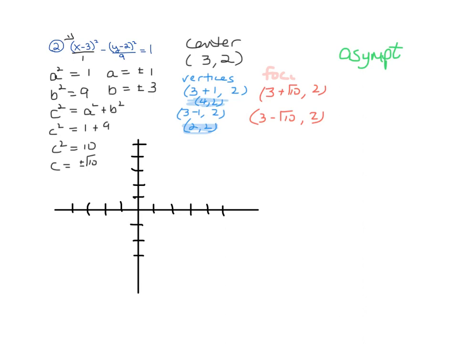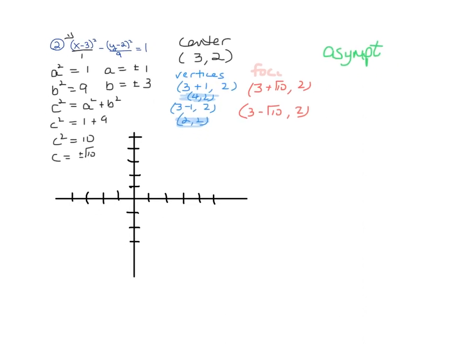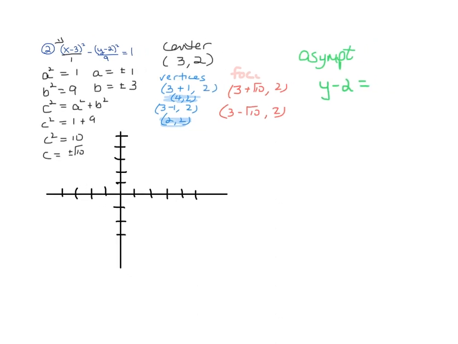Okay, so let's go ahead and take into consideration my center. So it's going to be y minus 2. And again, the x squared is first, so I'm going to do b over a. So 3 over 1. And then x minus 3. So again, don't worry about putting it into slope-intercept form. Graph the center point and then move this slope as your rise and run.